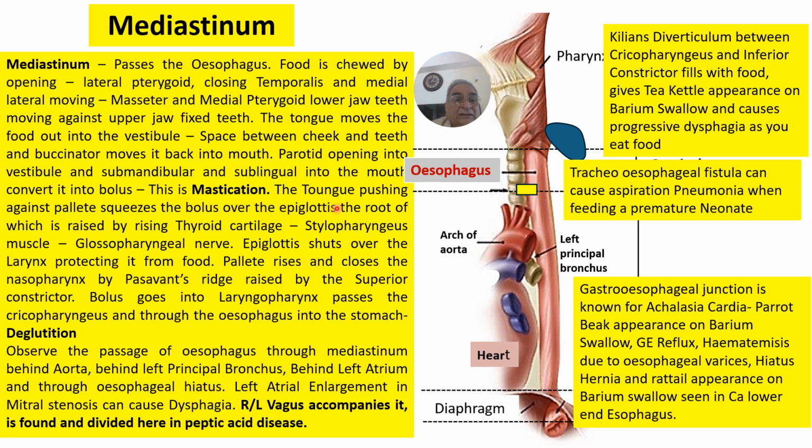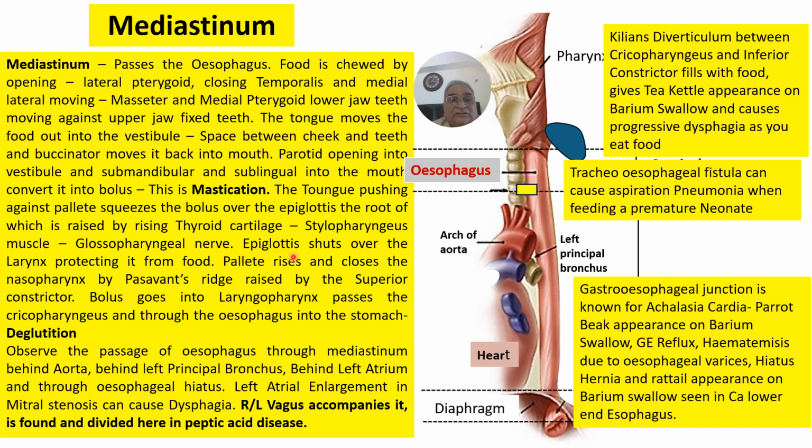The tongue pushing against the palate squeezes the bolus over the epiglottis, and the epiglottis starts tilting backwards, covering the larynx. The root of the epiglottis is raised by the rising thyroid cartilage to which it is attached. The thyroid cartilage is pulled up by the stylopharyngeus muscle, and the stylopharyngeus muscle is supplied by the glossopharyngeal nerve, which again winds round the stylopharyngeus muscle, like the phrenic nerve winds round the serratus and the scalenus anterior.